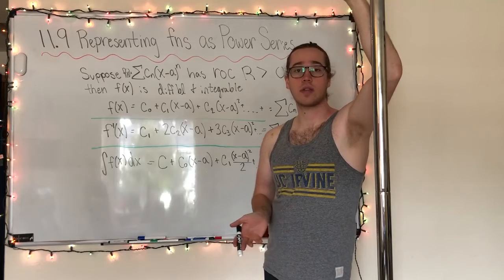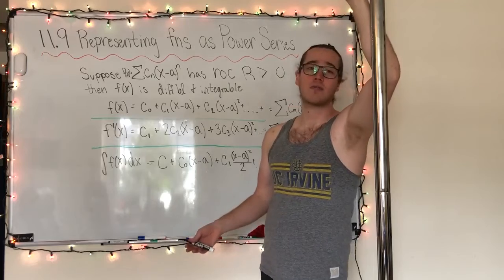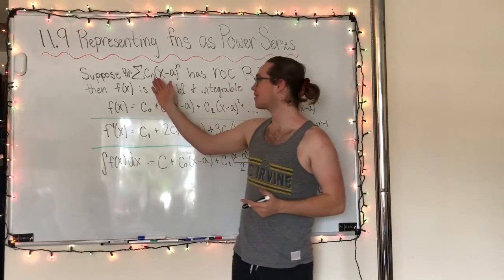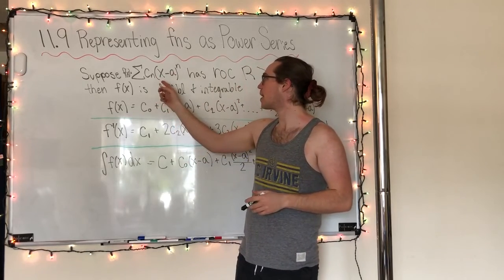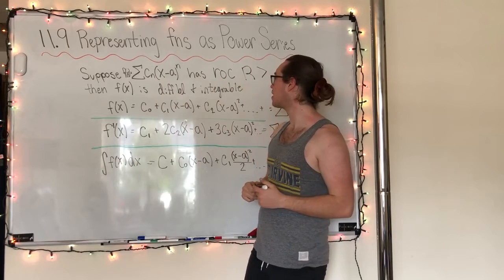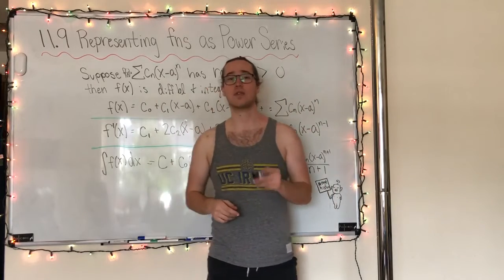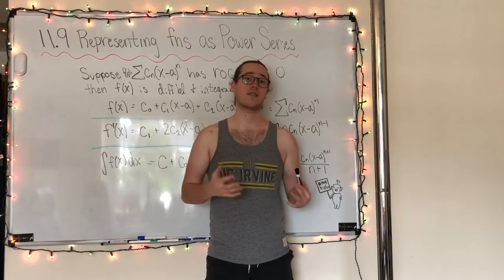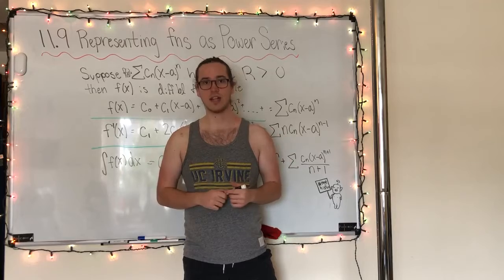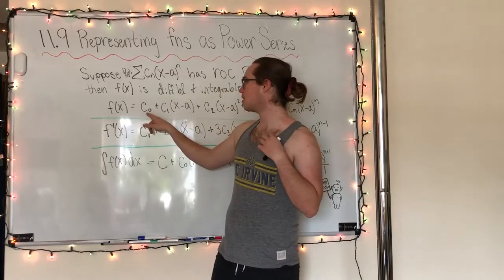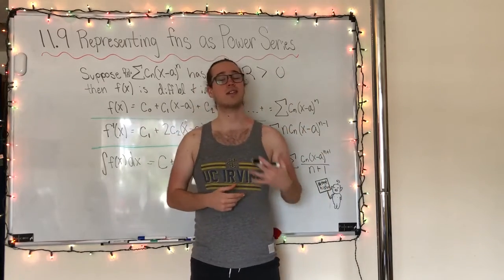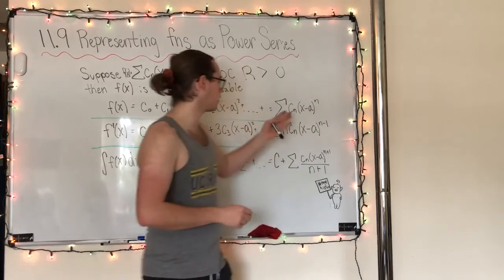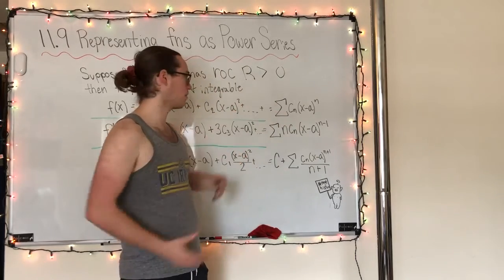Now we are going to cover the only theorem from this video, and this is a very powerful theorem. Let's suppose that f of x is represented as a power series, the sum from 0 to infinity of c sub n times x minus a to the n, and has a radius of convergence r greater than 0. Then f of x is going to be differentiable, and if it's differentiable, then it's going to be integrable as well. So f of x is equal to c0 plus c1 times x minus a plus c2 times x minus a squared, and so on. And this is represented in the notation we've already mentioned.